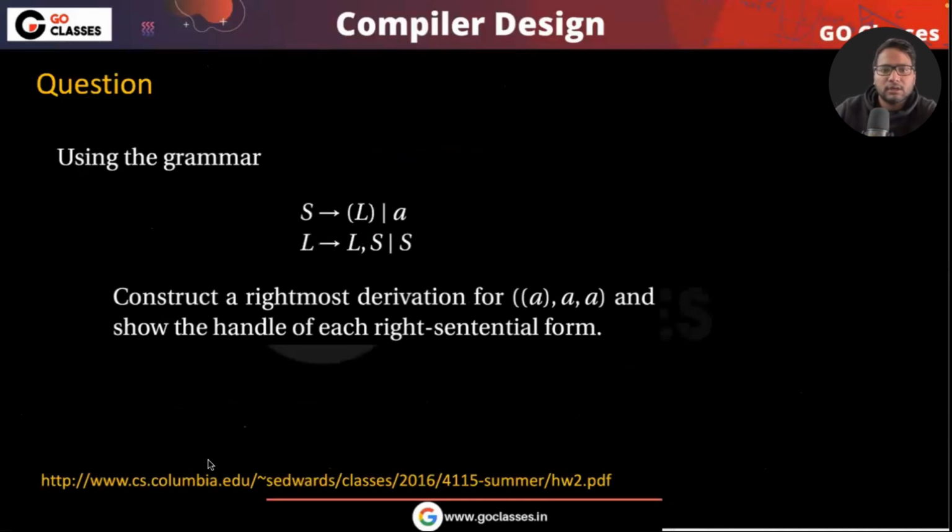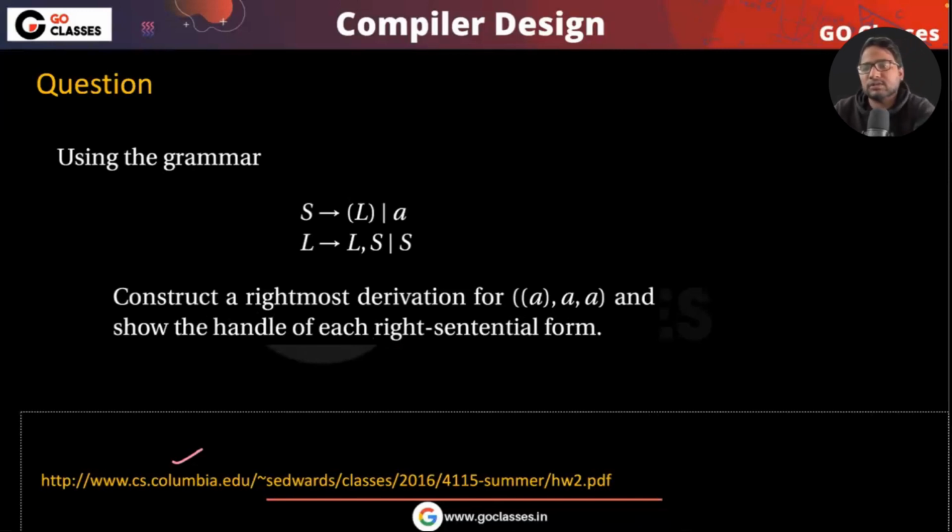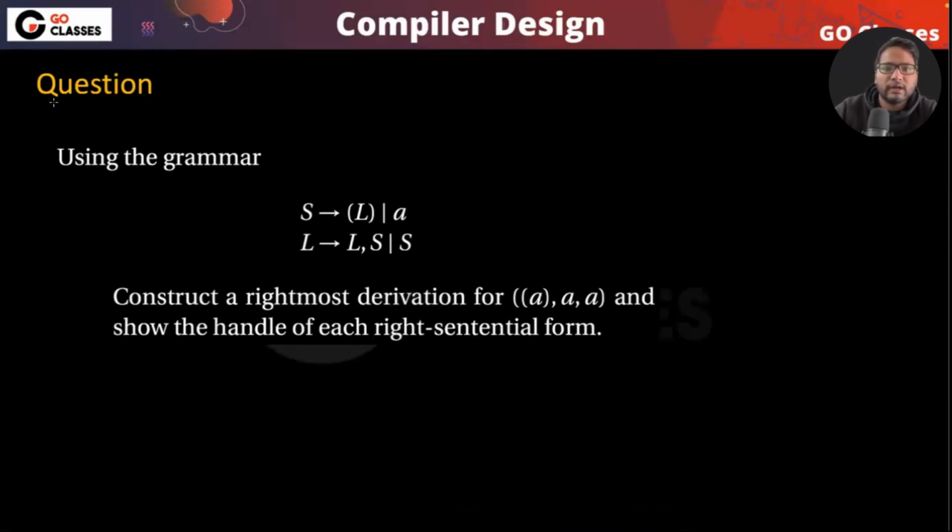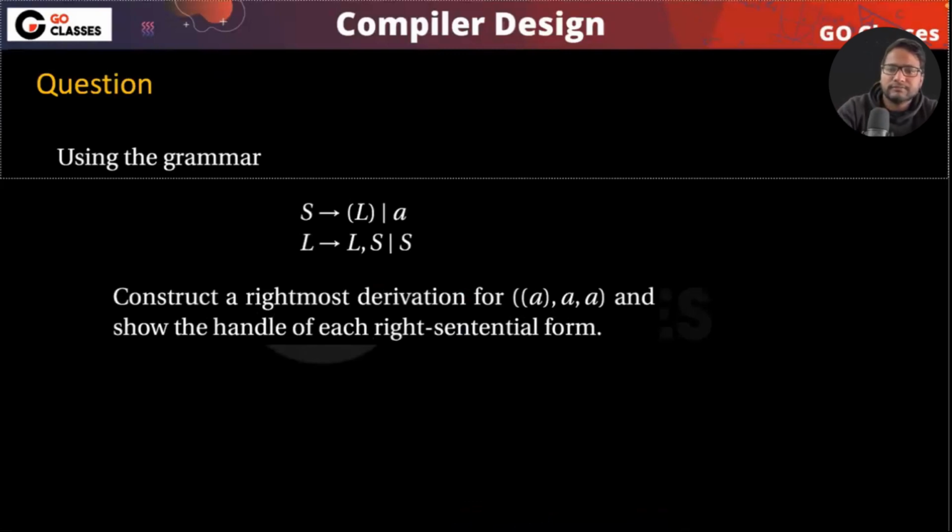This question I have taken from Columbia University. Let's see what they are saying. Let's read it out: they have given you some grammar, which is this. They're saying construct a rightmost derivation for this, and show the handle of each right sentential form. So they want the handle in each right sentential form, not just only one right sentential form. Okay, let's solve this.